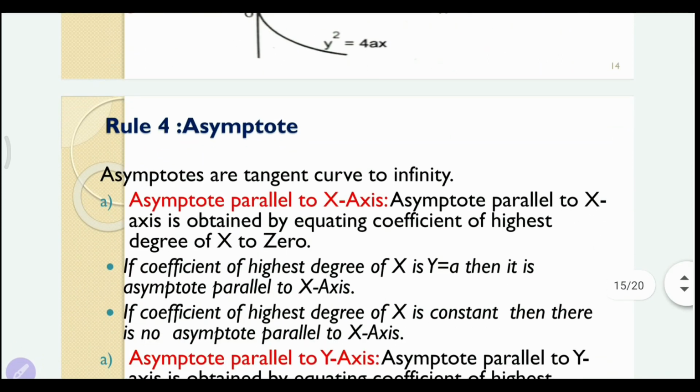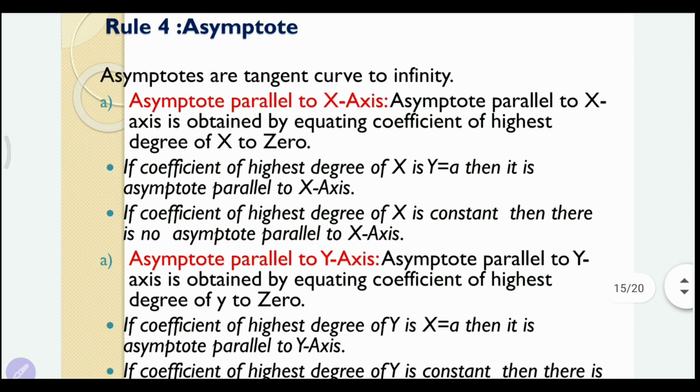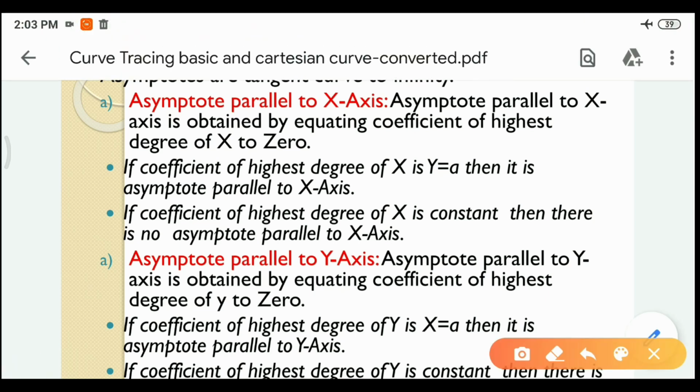Then the next point is asymptote. As you know, an asymptote is nothing but a tangent to the curve at infinity. Basically we are going to see two kinds of asymptotes: asymptote parallel to the x-axis and asymptote parallel to the y-axis. This is a very important part: how to find the asymptote parallel to the x-axis. We equate the coefficient of the highest degree of x to 0. This is a very important thing. So if you want to find the asymptote parallel to the x-axis, you have to equate the coefficient of the highest degree of x to 0.